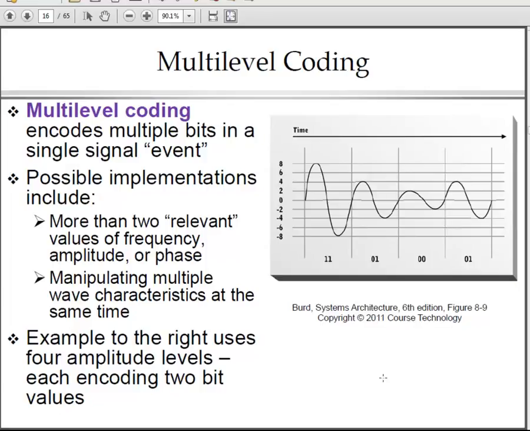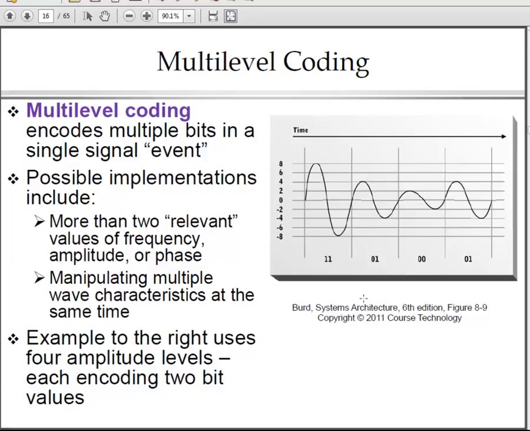Okay, so how does this increase my data transmission? Well, I'm still dealing with, in this example, varying amplitude for 1 wave cycle. But whereas before each wave cycle encoded 1 bit, now I encode 2. What I've just done is doubled the data transmission capacity, assuming all other things are equal.